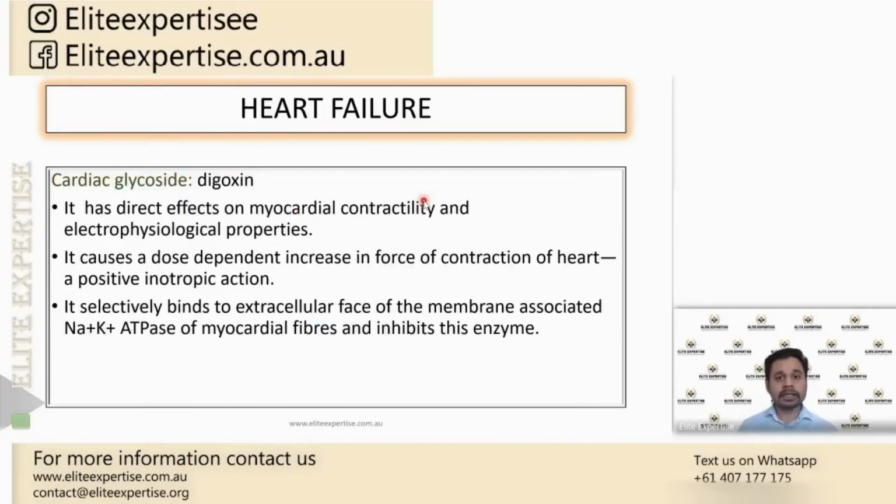Then the next class of drug, the last one and the most important one, is digoxin. Digoxin is a cardiac glycoside. We know that digoxin has a positive inotropic property, which means that it increases the force of contraction. The main mechanism of action of digoxin is that it acts at the sodium potassium ATPase pump. Indirectly it increases the calcium levels, and due to the increase in calcium levels, it causes contractions in the cardiac myocyte.